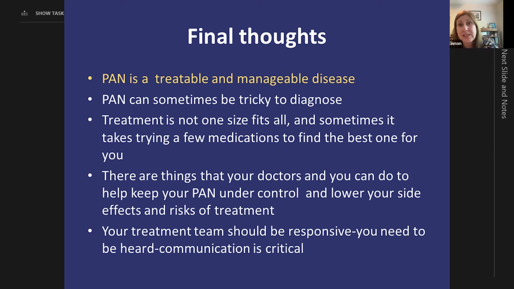Those of you who have this disease know it can be tricky to diagnose and can be diagnosed much, much later than we would like. Treatment, we're not as sophisticated as the cancer doctors yet, who do genetic testing and tell you that you need a specific drug for your type of cancer. For PAN, it's more trial and error.